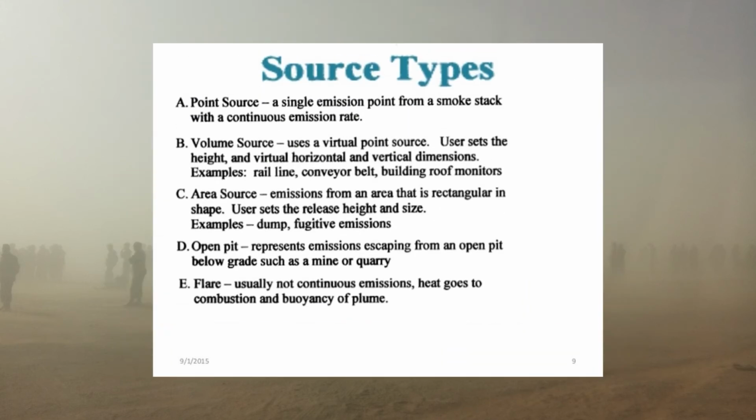So for what all source types these models are being used? These models are used for a typical point source like the stack which you saw in the picture. That is a single emission point from a smokestack with continuous emission rate. And also the volume source, user sets height, virtual. So this is like a virtual point source. Also we can generate the data for it, like the railway line, conveyor belt, and all these things.